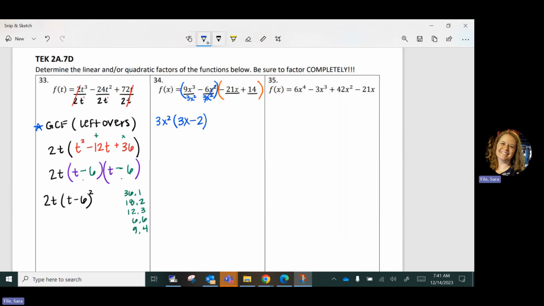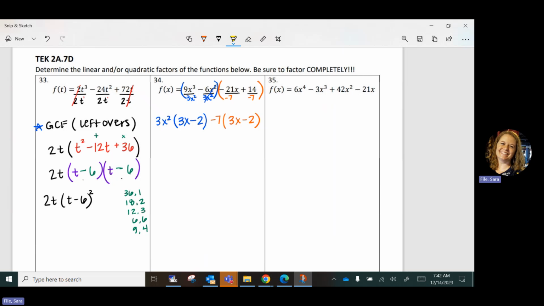All right, now we're going to do the same thing in orange, the second group. The lead term is negative, so I know I want to factor out a negative, and then what can both of these be divided by? So if I divide out a negative 7, what's negative 21 divided by negative 7? Positive 3, and then the x, there's no x to eliminate anything from it, so the x is still there. And then we've got a positive 14 divided by a negative 7. Negative 2.